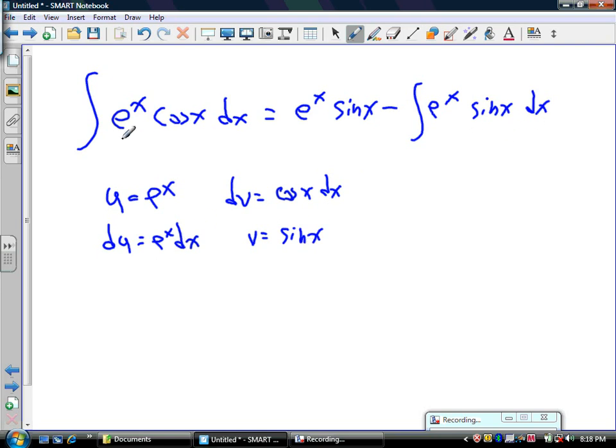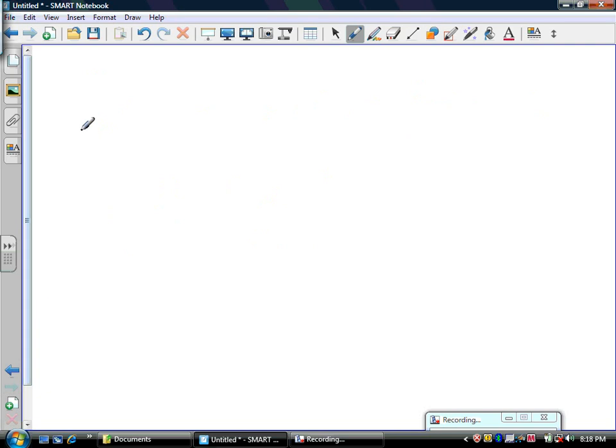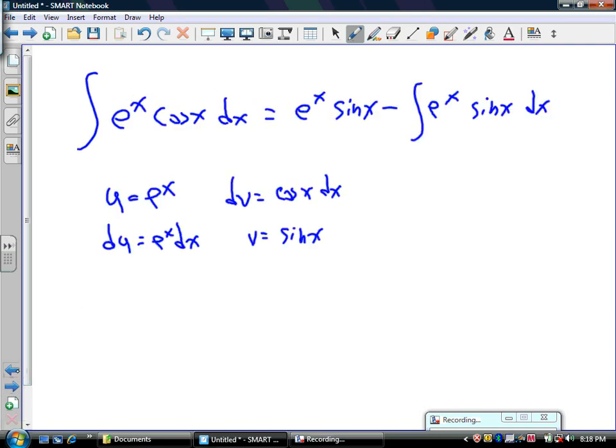Wait, I thought the idea was to get something I don't know how to integrate into something I do know how to integrate, but I don't know how to do that either. I'll do it again. I'm going to do that on a separate page, all right? So what's this then? We started with e to the x cosine. We need e to the x sine, right? All right, let's do that again.